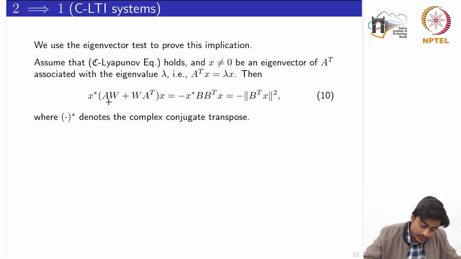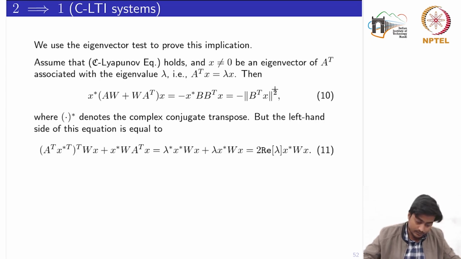I can write that matrix in the quadratic form, which is X transpose this weight matrix times X, which is nothing but equal to minus X complex conjugate transpose B B transpose times X. Again, using the property of the norm, I can replace this whole quantity by the squared norm of B transpose X. So we'll play with this quadratic form.